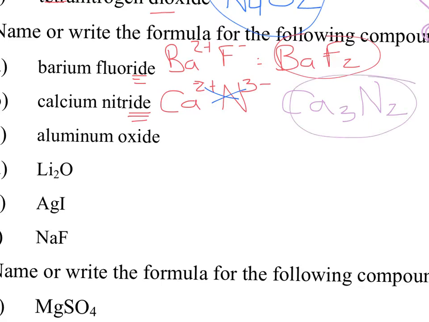All right, aluminum oxide. Aluminum is in group 13, so aluminum is going to be 3+.